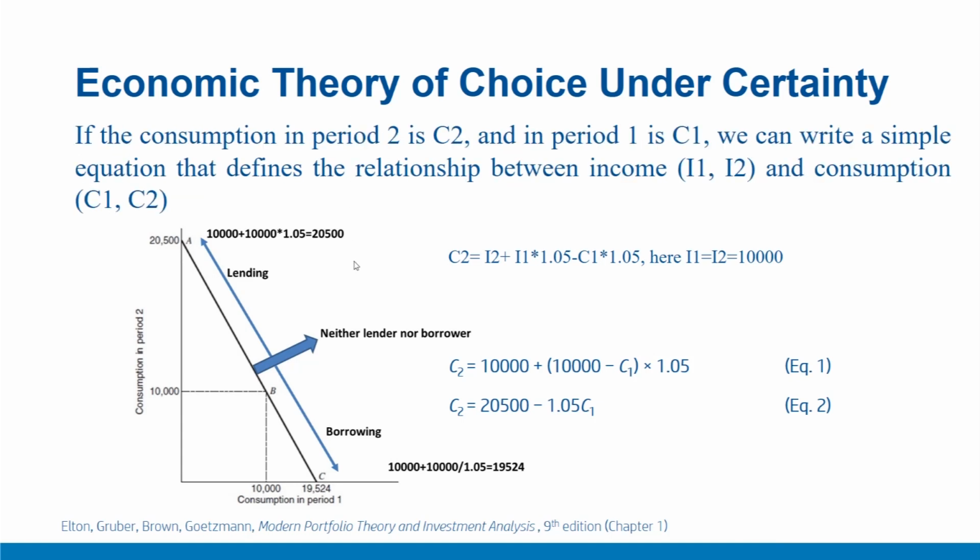So if the consumption in period 2 is C2 and in period 1 is C1, we can write a very simple equation as shown here that defines the relationship between income I1 and I2 and consumption C1, C2. For example, 10,000 minus C1 into 1.05 is the amount available in period 2, which is equal to the amount saved at 5% interest rate after consuming C1 from the income of 10,000. So the resulting equation is C2 equal to 10,000 plus bracket 10,000 minus C1 into 1.05, which can be further simplified to write C2 equal to 20,500 minus 1.05 C1.